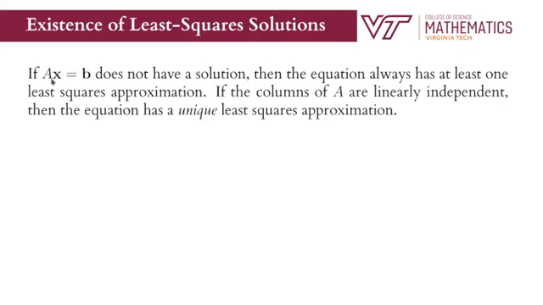So if Ax equals b does not have a solution, then the equation always has at least one least squares approximation. And if the columns of A are linearly independent, then the equation has a unique least squares approximation. Then there's only one. So we have this theorem: we can always find a least squares approximation, and if the columns are linearly independent, in fact, there's only one.